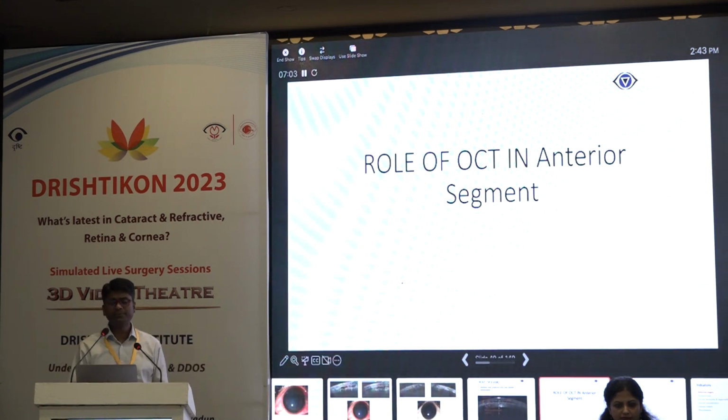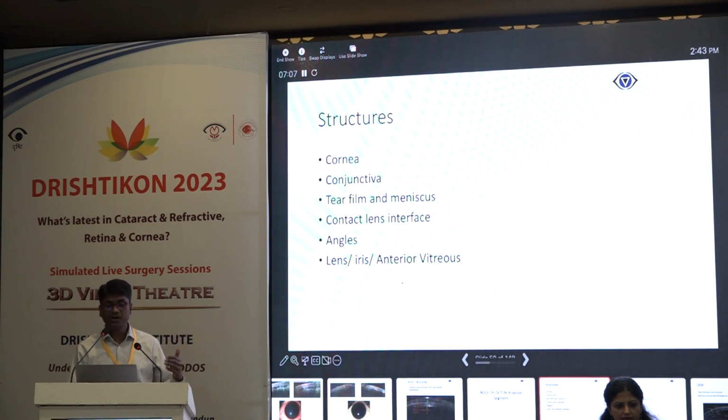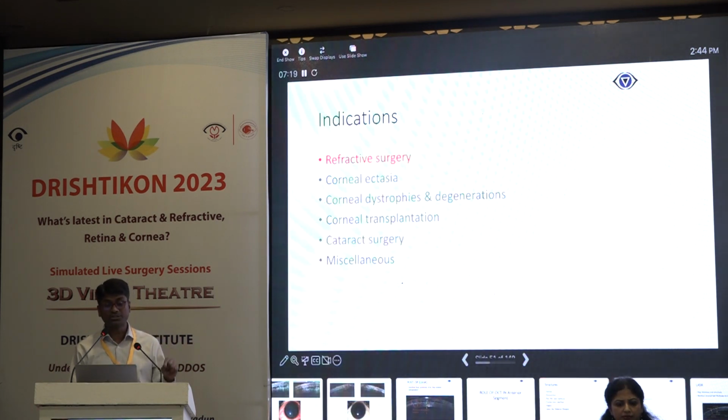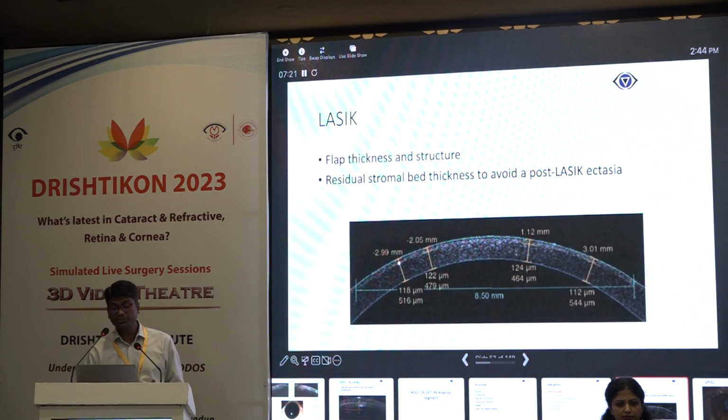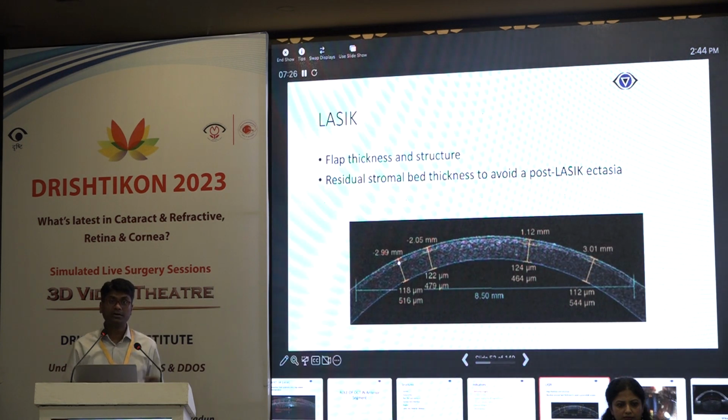So the OCT can be used in a gamut of areas. What you can image is cornea, conjunctiva, tear film, contact lens interface, angles, lens, iris, and these days even anterior vitreous. All those things you can image, and it can help both in diagnosis as well as therapy. In refractive surgery, suppose you want to do an enhancement, or you want to know the LASIK flap thickness, if the patient underwent surgery elsewhere, you can definitely go ahead and see what the residual bed is and what the thickness of the flap is.